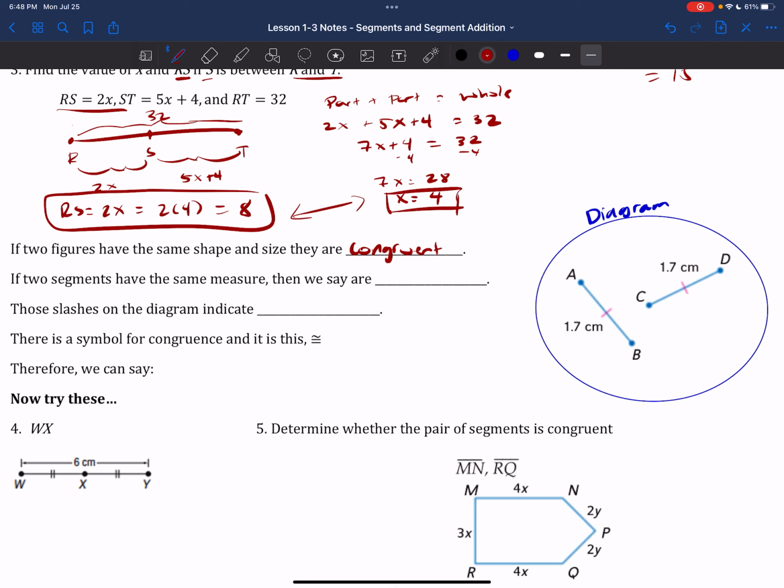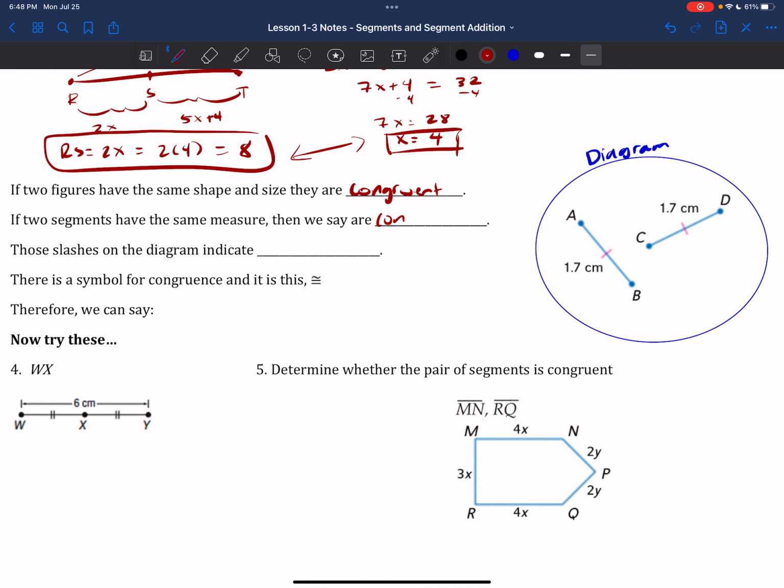Now, if two segments have the same measure, we can also say that they are congruent. Take a look at this diagram over here. We can see that this line segment is 1.7, and this particular line segment is 1.7. They have the same measurement, so they are congruent, and we show the reader that they're congruent by using these little tick marks. It's important that you understand what those tick marks are, because it's going to be important in the future.